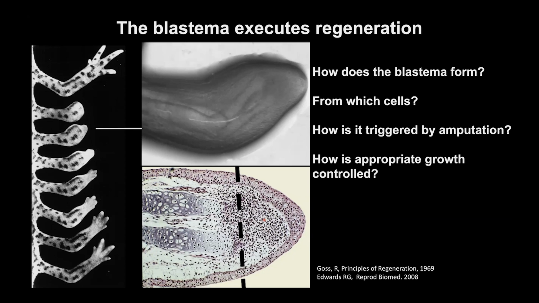So the classical questions for this field are, how does the blastema form from the mature tissue? From which cells? How is that triggered by amputation? And of course, how is appropriate growth controlled? And then, one of the biggie questions is, what is different in animals that don't regenerate?